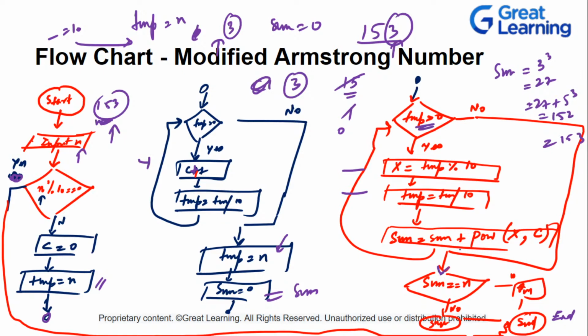I will check, is this sum, which is 153, equal to my number, which was 153? Yes, it is. If this is yes, I will say true and I will end it. If it is not, I will say no, I will end it. Okay, so this is your flowchart.